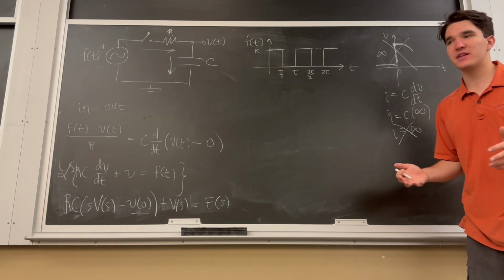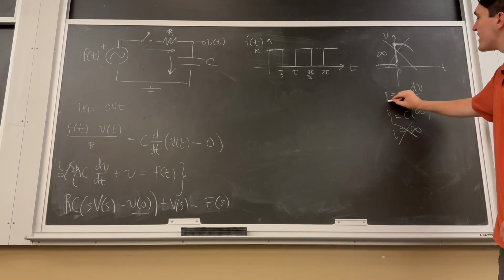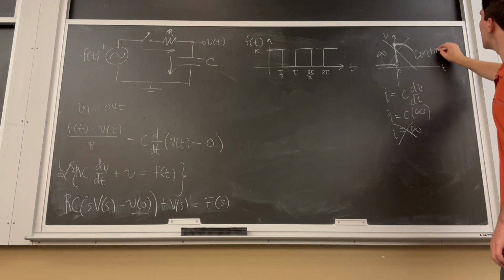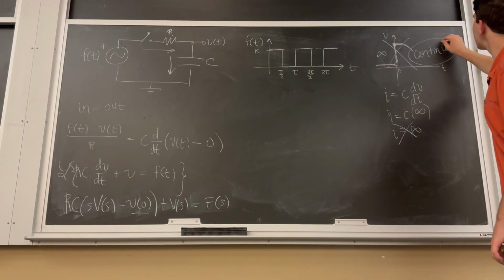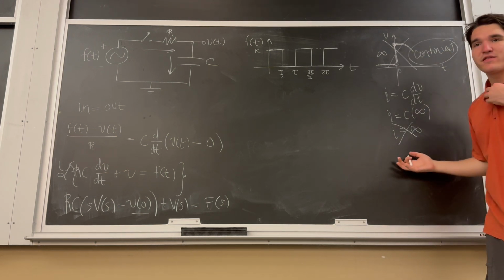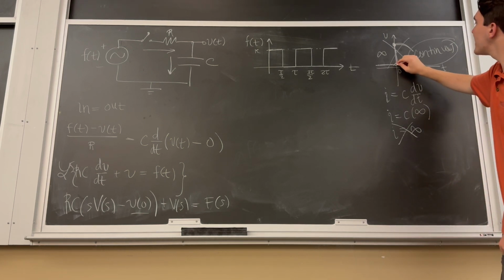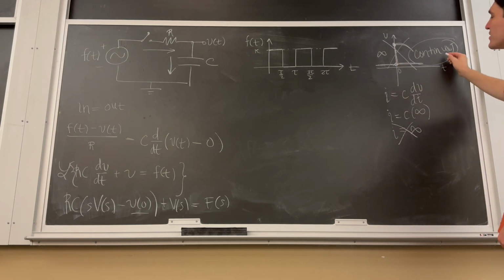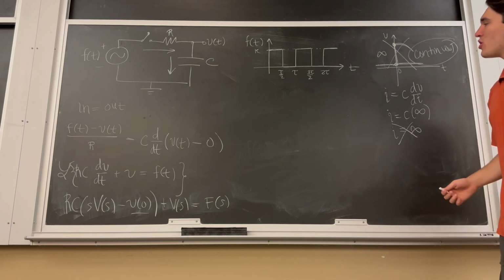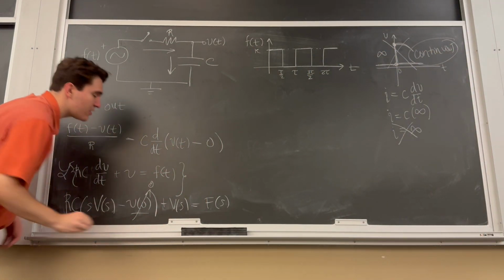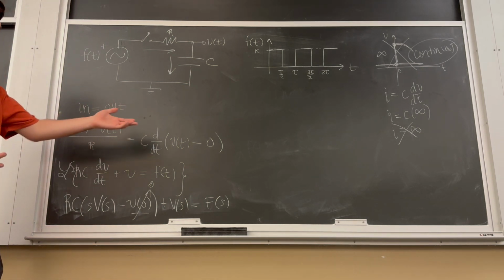It must be continuous, or else we suffer from an infinite current. So therefore, the voltage across the capacitor always must be continuous, just based on simple physical constraints. Therefore, we know that at time equals 0, the voltage must be 0 with the principle of continuity.